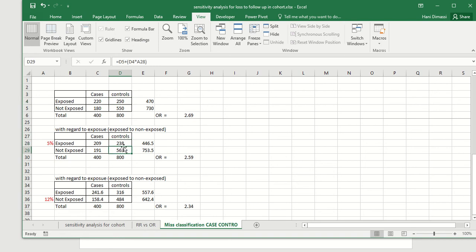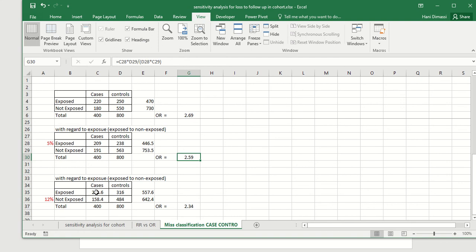Now if you're wondering why I'm doing rounding here, I did some rounding so that the numbers don't have commas. But I'm using a formula, meaning if you click here you can see that I'm using a formula. And by the way, I think I'm going to put this command on Blackboard so you can actually come in and change that percentage and see what happens. Okay, so by misclassifying 5% non-differentially downward, you calculate your odds ratio, and your odds ratio comes out to 2.59, lower than 2.69. Again, it's biased toward the null as predicted.